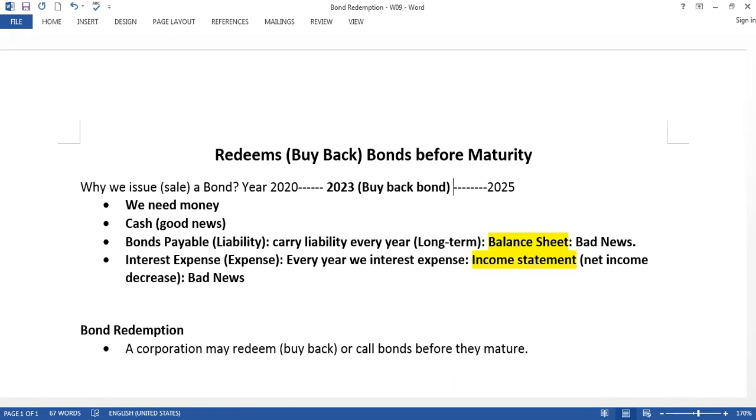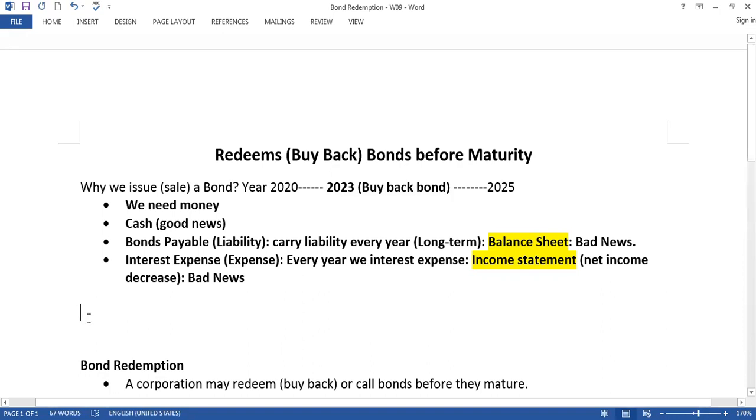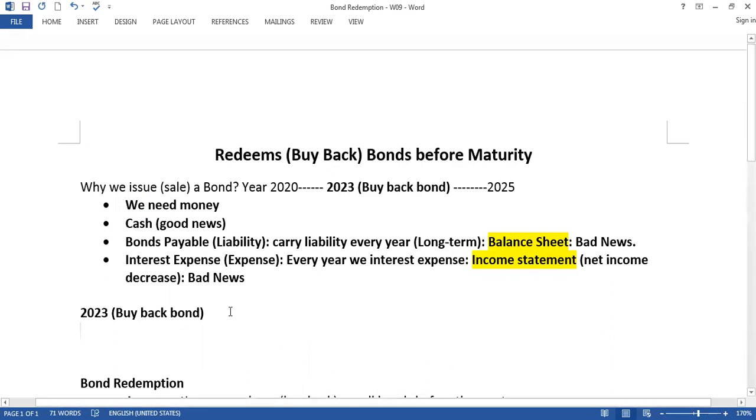You want to buy back the bond. So if you buy back the bond in 2023, what is the related information here? If you want to buy back the bond, that means you can close your liability, right? You buy back the bond, you close your liability.